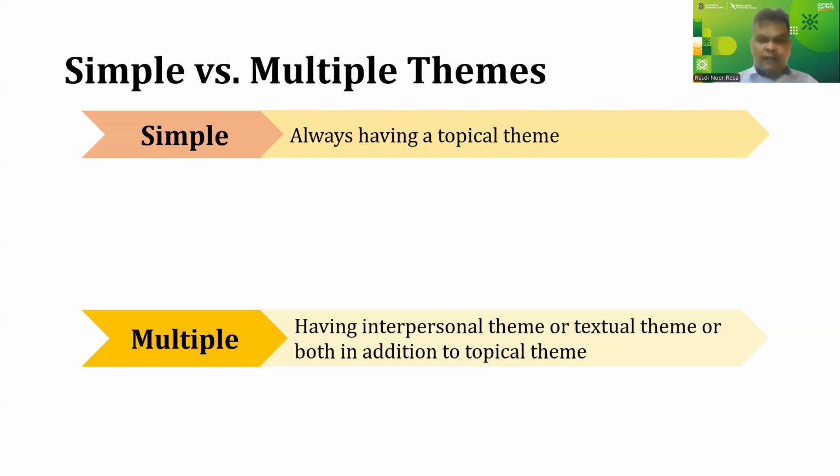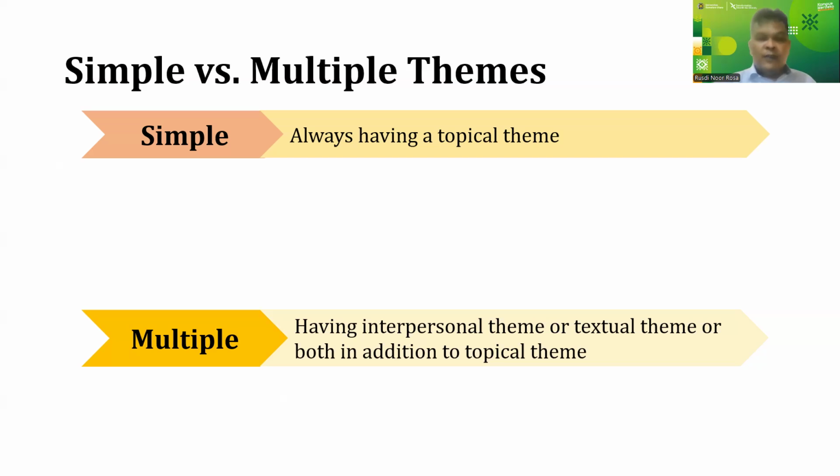If it is a simple theme, it is composed of only a topical theme. In other words, there is no single clause without a topical theme. All of the clauses must have a topical theme. However, only one topical theme is allowed in one clause. So you can understand that topical theme is a theme that must be found in one clause. In other words, it is an obligatory theme. Every clause must have a topical theme. Nevertheless, you can have only one topical theme in one clause.